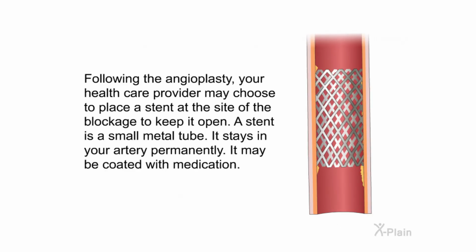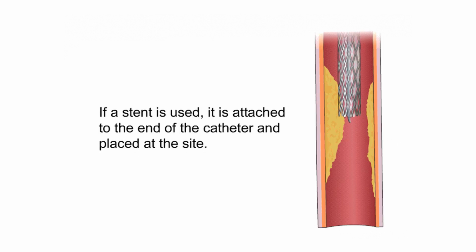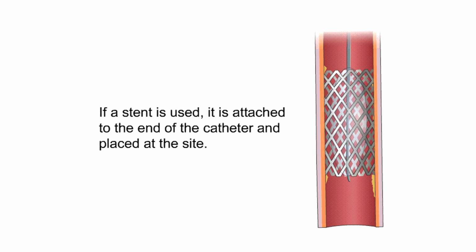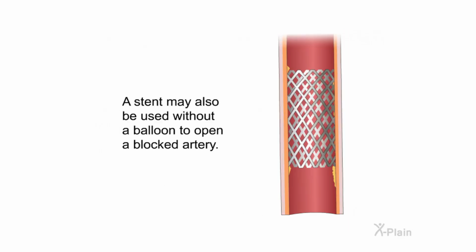Following the angioplasty, your healthcare provider may choose to place a stent at the site of the blockage to keep it open. A stent is a small metal tube. It stays in your artery permanently. It may be coated with medication. If a stent is used, it is attached to the end of the catheter and placed at the site. A stent may also be used without a balloon to open a blocked artery.